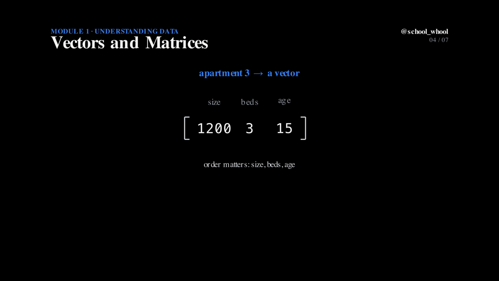Take a single apartment, 1,200 square feet, 3 bedrooms, 15 years old. Line those 3 facts up in order, wrap them in brackets, and you have a vector, an ordered list of numbers. Order matters. The first slot is always size, the second bedrooms, the third age. Change the order, and you change the meaning. How big is a vector? Just count its numbers. This one holds 3, so we call it three-dimensional.